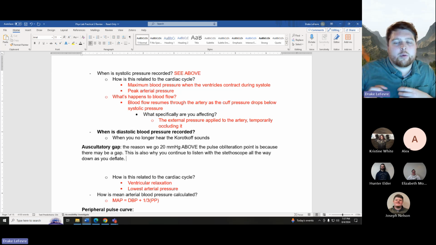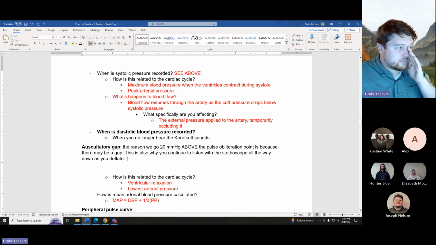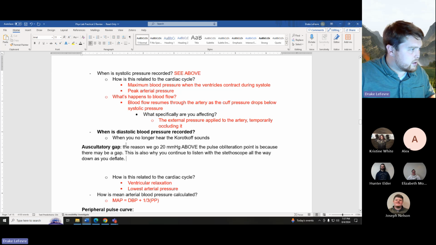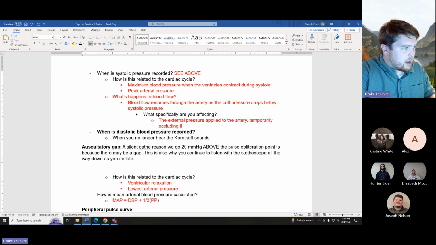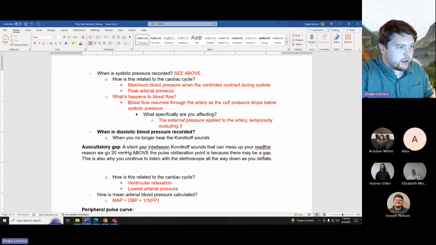We don't just deflate as soon as the sounds stop. We listen all the way through until you get down to like 50 millimeters of mercury, where it's reasonable that their blood pressure wouldn't be that low. So sometimes that becomes a question. The definition of it is just a silent gap in between the knocking sounds that can mess up your reading.